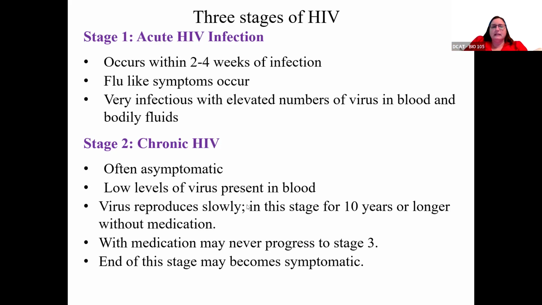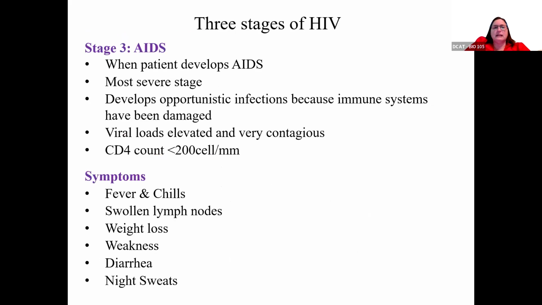So at the end of stage 2, they do start to become symptomatic, which means that they're going to start showing some early symptoms of HIV. So stage 3, this is when they have developed AIDS. Okay, so now their diagnosis is no longer HIV. Their diagnosis is now AIDS. So this is the most severe stage.